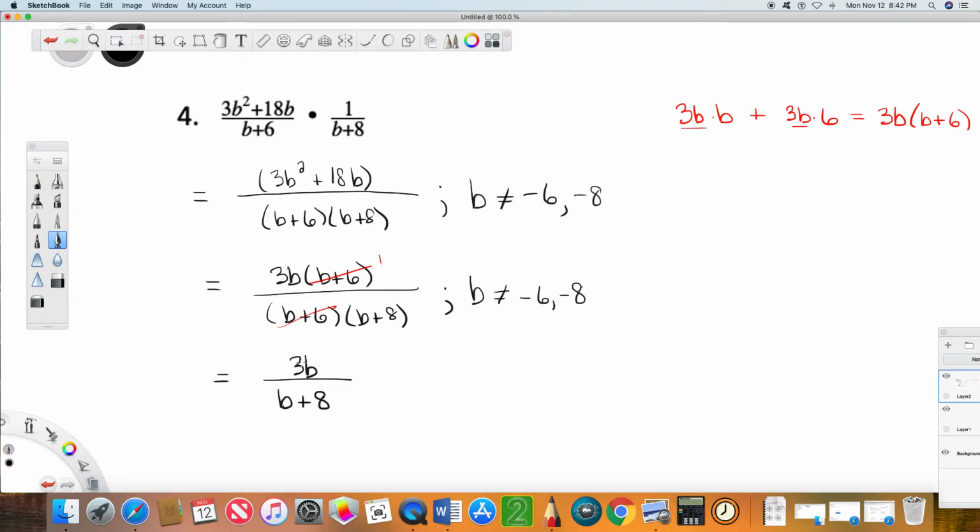Now never, in the numerator, I have multiplication, but in the denominator, I have addition. And a factor doesn't cancel with a term. Terms are separated by addition or subtraction. Factors, by multiplication. Here, this b and this b do not cancel, so you can't come in and do that. That is a big no-no.